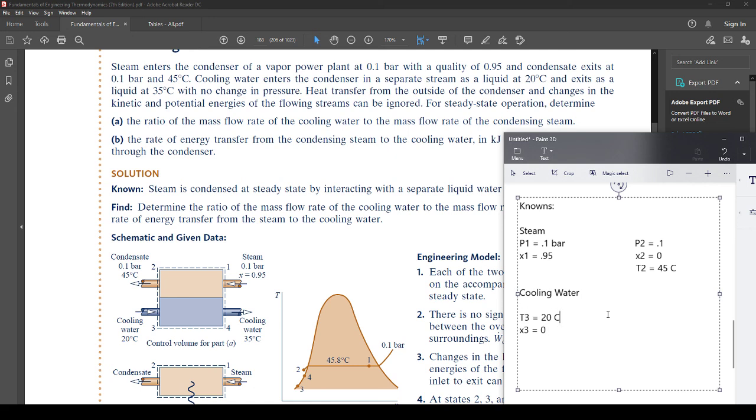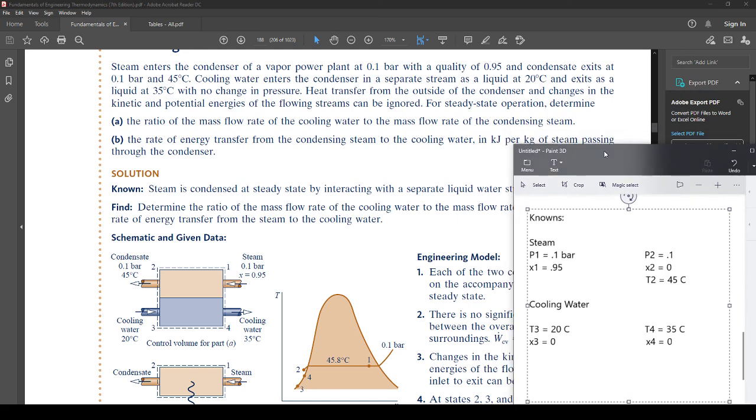And then there's something else they've given us. It says it exits as a liquid at 35C, so we have T4 is 35C. They've also given you that it's still a liquid after there. I'm going to call X4 is 0. It could be subcooled, but remember, we approximate at the temperature, guys. So you just look up the enthalpy values at that temperature. It doesn't change how we do it. So this is what we were given.